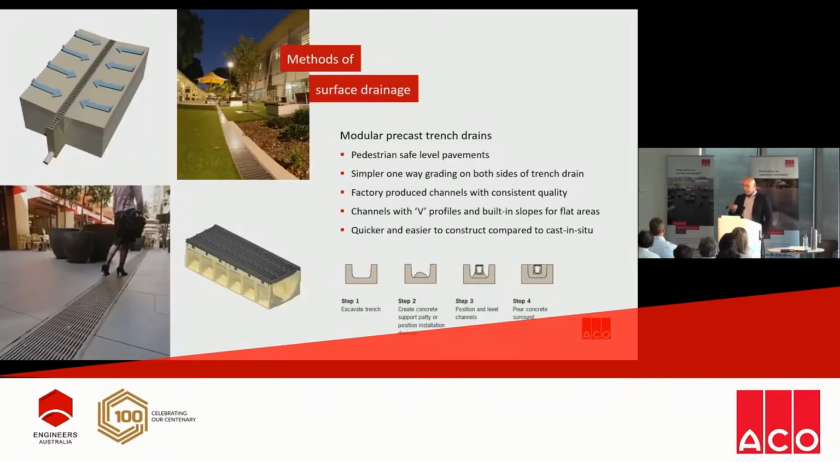So how does the market deal with surface drainage today? There are a couple of methods available. One of those methods is a modular precast trench drain system. Some of the advantages are they do produce pedestrian safe level pavements, simpler one-way grading on both sides of the trench drain, factory produced channels with consistent quality. So therefore, manufacturers that do have their quality control systems in place, regardless of project to project, the quality of the product should be the same.